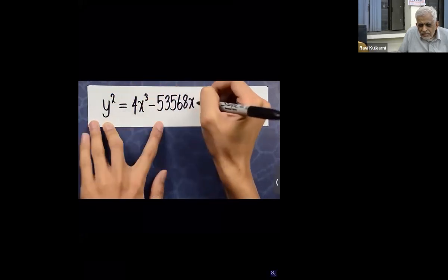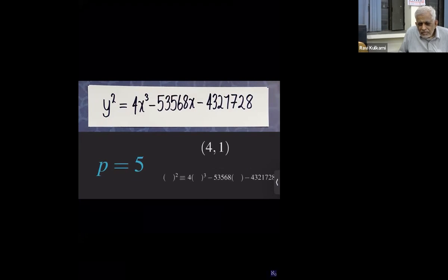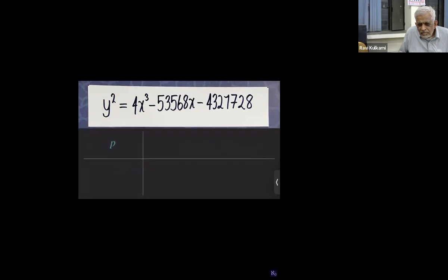Well, in the world of number theory, a standard question people ask when given an equation is the following. How many solutions are there to this equation mod p, where p is a prime number? For example, if p equals 5, then the pair 4, 1 is a solution mod p. That is, if you substitute x equals 4 and y equals 1, you'll see that the two sides are congruent mod 5. Similarly, one can check with a brute force search that there are 4 solutions to this equation mod 5, listed here.